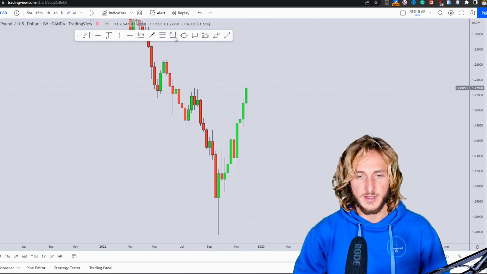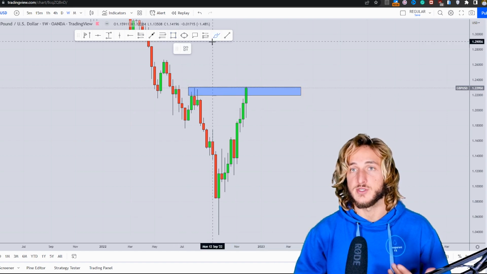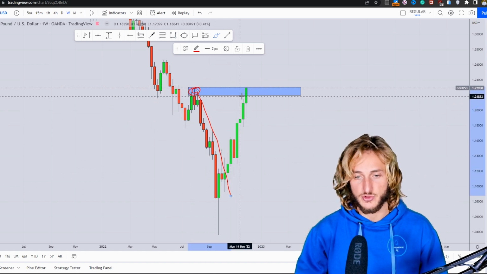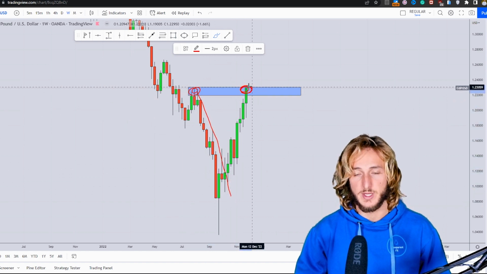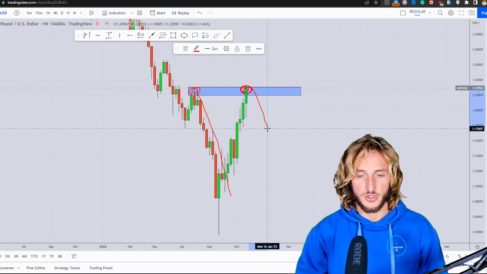Now, from a weekly perspective, if we look left, we can see how we have just reached the previous supply zone. From here, all this move to the downside started, creating a strong supply area, and at the moment we're testing exactly this area. So what we could expect is a potential rejection to the downside.